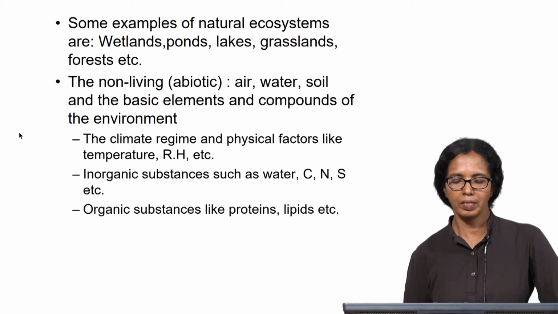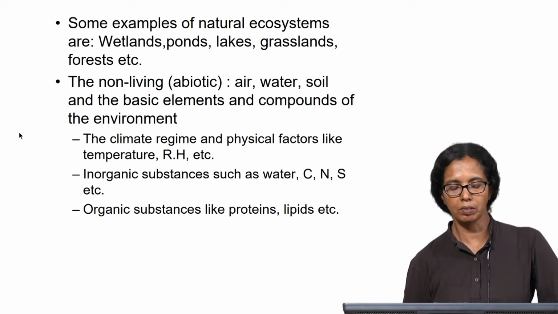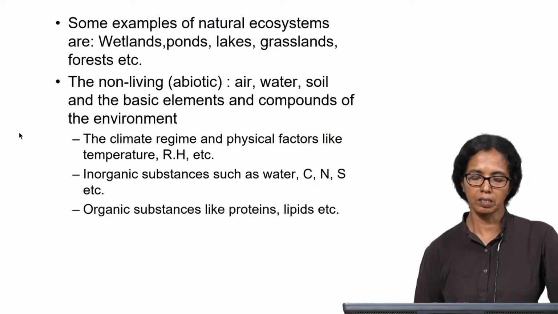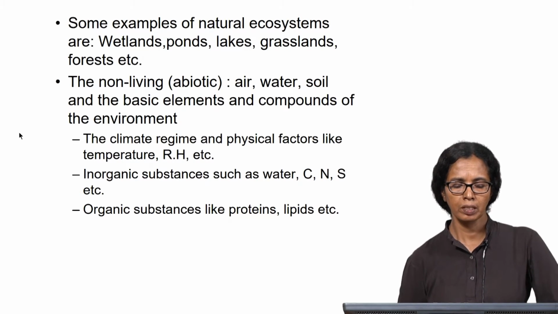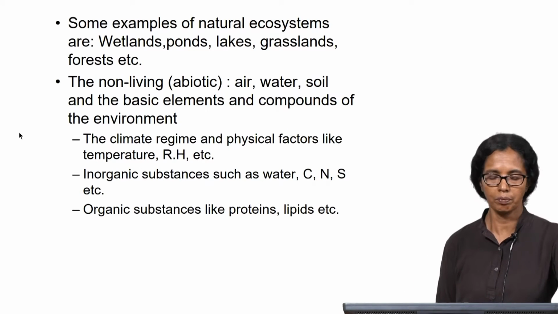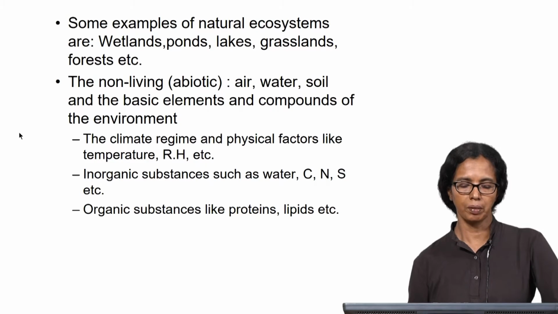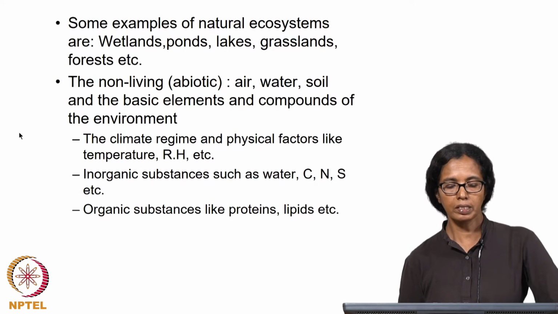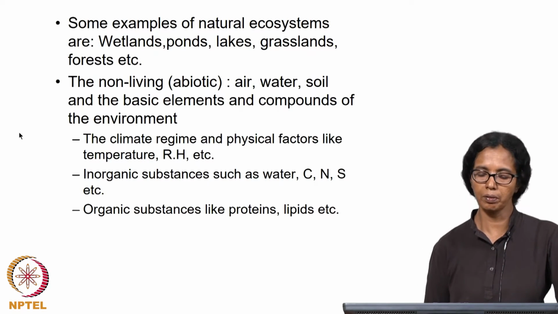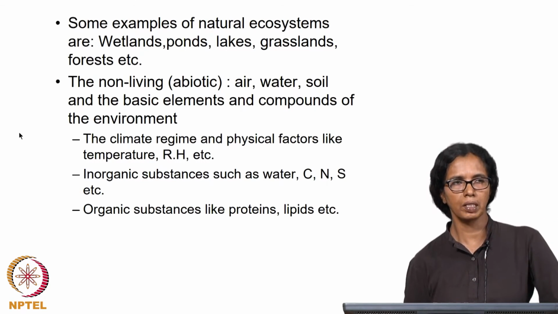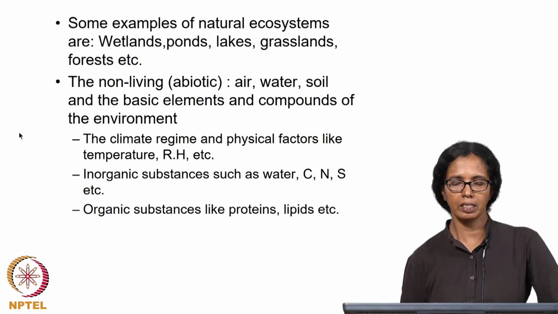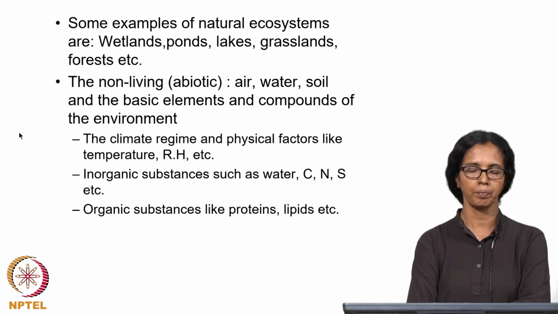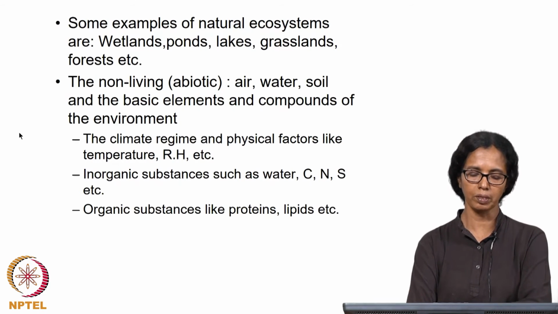Examples of natural ecosystems include any wetland, marsh, swamp, pond, lake, grassland, forest, or ocean, which could be either terrestrial or aquatic. The non-living part includes air, water and soil, and the basic elements and compounds of the environment, the climate regime and physical factors like temperature and relative humidity. All this affects ecosystems. Similarly, inorganic substances like water, carbon, nitrogen and sulfur flow through ecosystems and affect their state and condition.